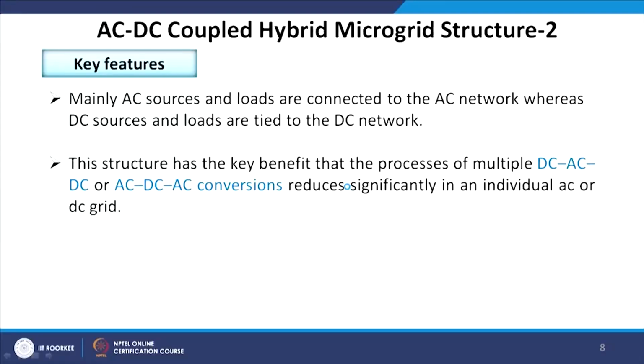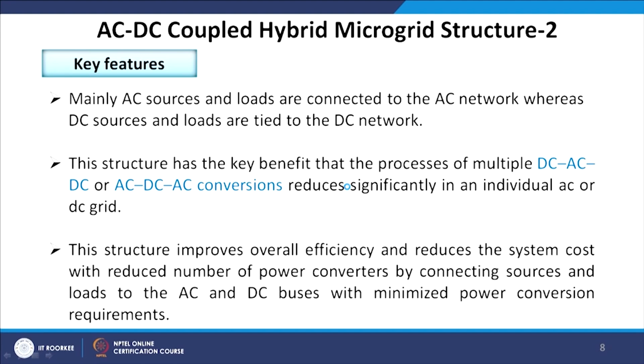This structure has the key benefit that the process of multiple DC-AC-DC and AC-DC-AC conversions will certainly be reduced significantly because of an individual AC and DC grid. This structure improves overall efficiency and reduces the system cost with a reduced number of power converters by connecting sources and loads to the AC and DC buses with minimized power conversion requirements.